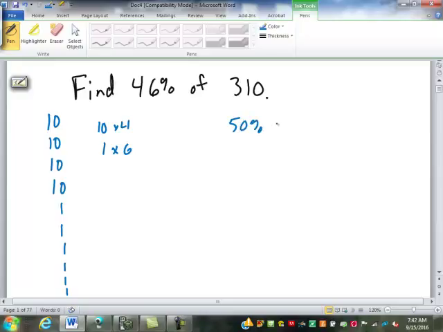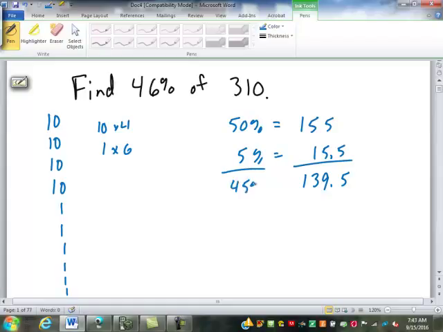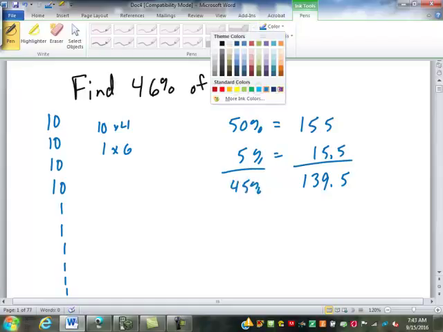What's 50% of 310? 155. 5% would then be 15.5. So if I subtract that, 139.5. Where am I at right now? 45%.